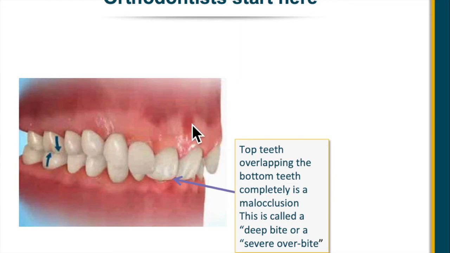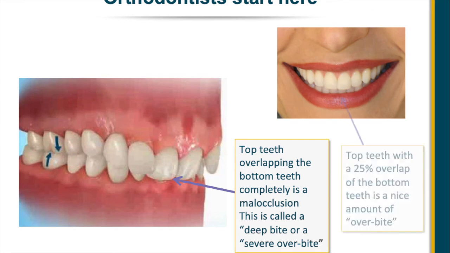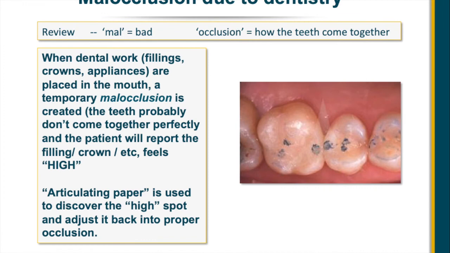So in this particular case, the top teeth are overlapping the bottom teeth completely. This malocclusion is often called a deep bite or a severe overbite, but it is fixable. In a typical situation, top teeth would overlap by about 25% the bottom teeth. It's about the correct amount of overbite. So just as a review, malocclusion: mal meaning bad, occlusion, how the teeth come together.